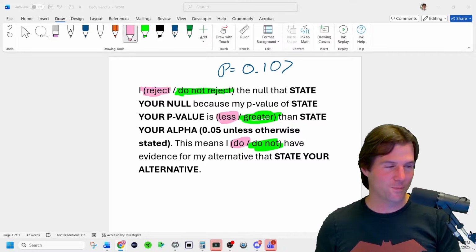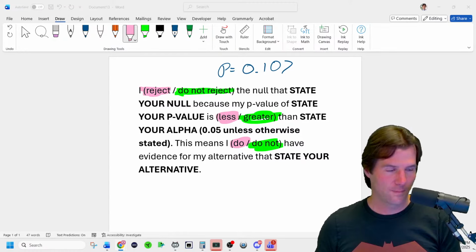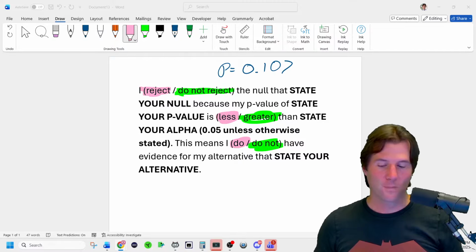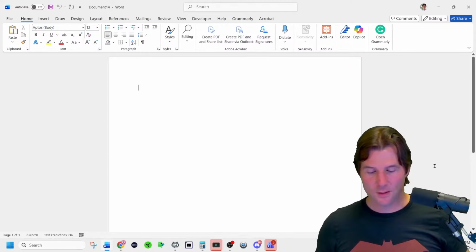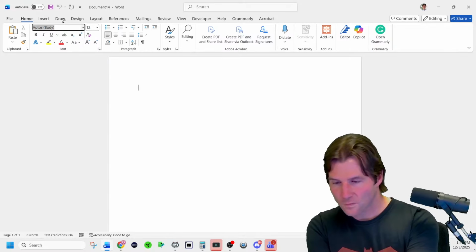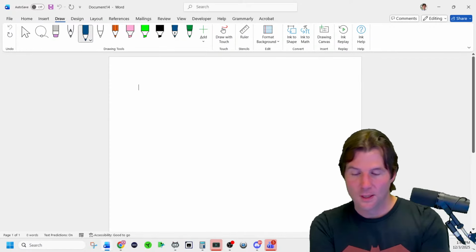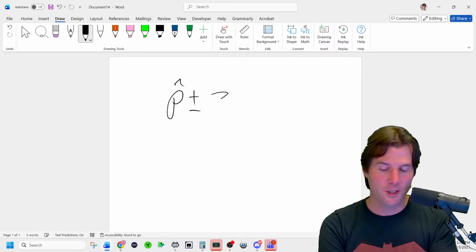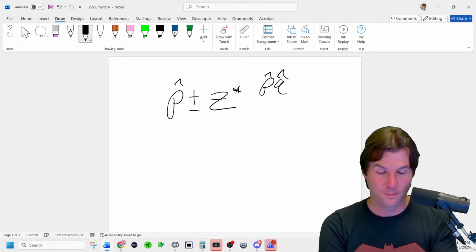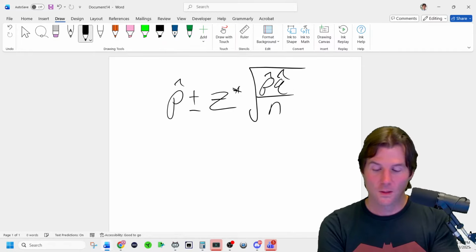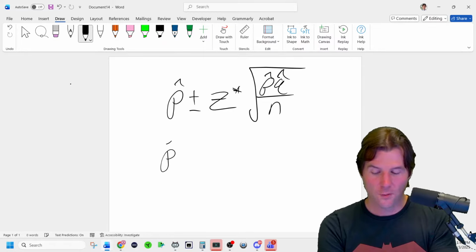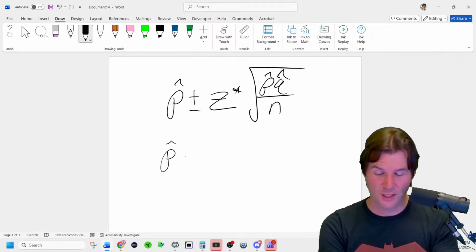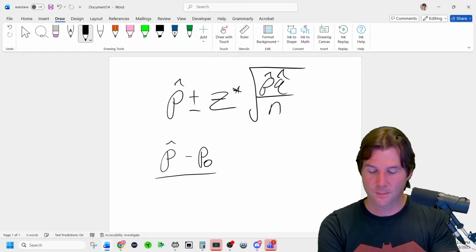Confidence interval and tests. Okay, so let me write two equations for you. Here's two equations, and you're going to see something. This is the equation for the confidence interval for the true proportion. This is the equation for a proportion test, a one proportion z test.